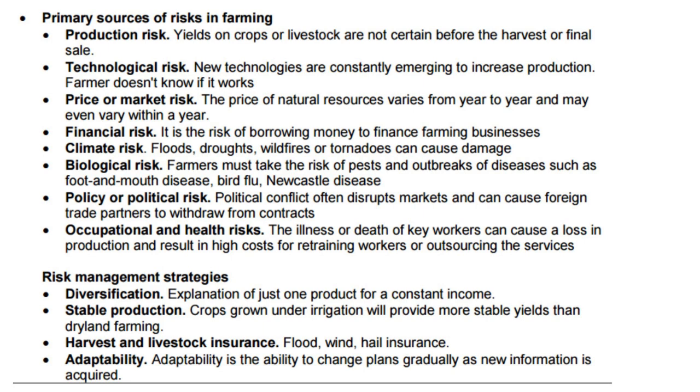Occupational and health risks. The illness or death of key workers can cause a loss in production and result in high costs for retraining workers or outsourcing the services. Risk management strategies. Diversification. Explanation of just one product for a constant income. Stable production. Crops grown under irrigation will provide more stable yields than dryland farming. Harvest and livestock insurance. Flood, wind, hail insurance.